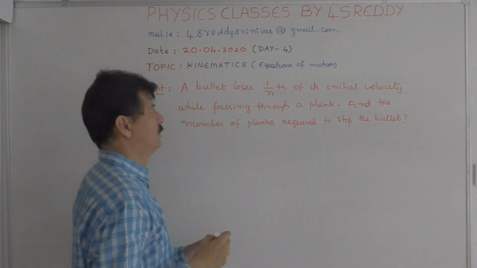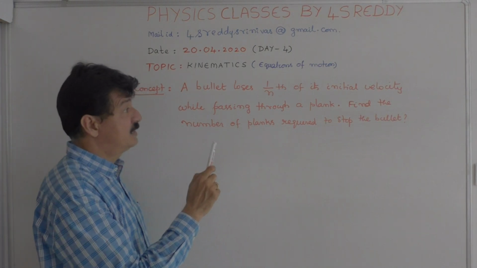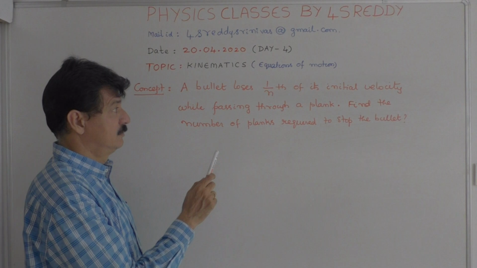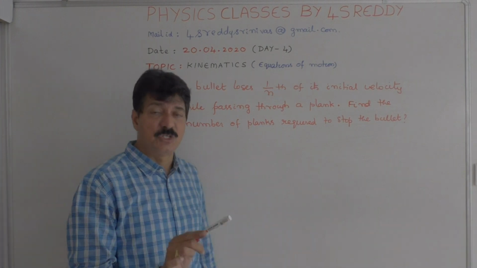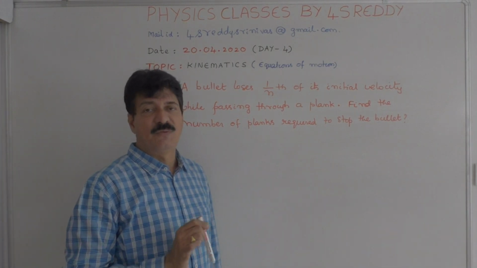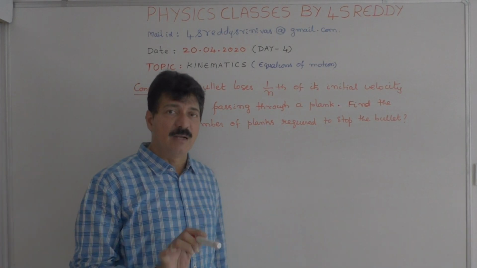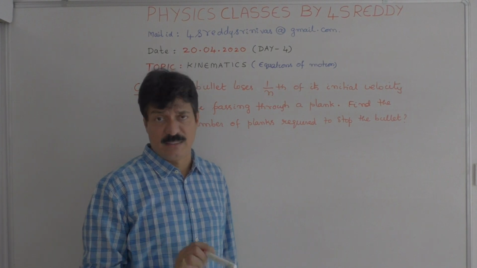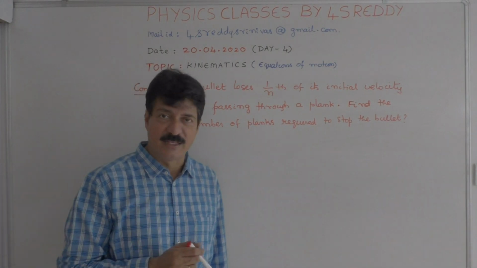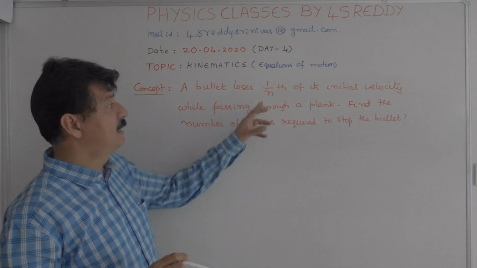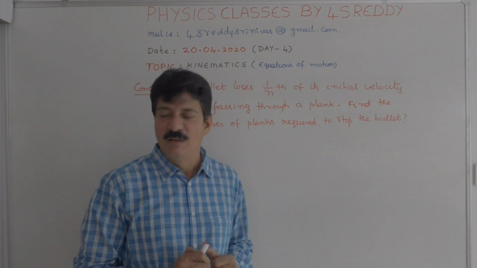This is another. Suppose you are given like this. A bullet loses 1/nth of its initial velocity while passing through a plank. Find the number of planks required to stop the bullet. So first fundamental point, to stop the bullet means after passing through several planks, it must come to rest. That means the final velocity should become 0 after passing through several planks. But whenever it passes through one plank, the velocity is decreased by 1/n times that of the initial velocity.